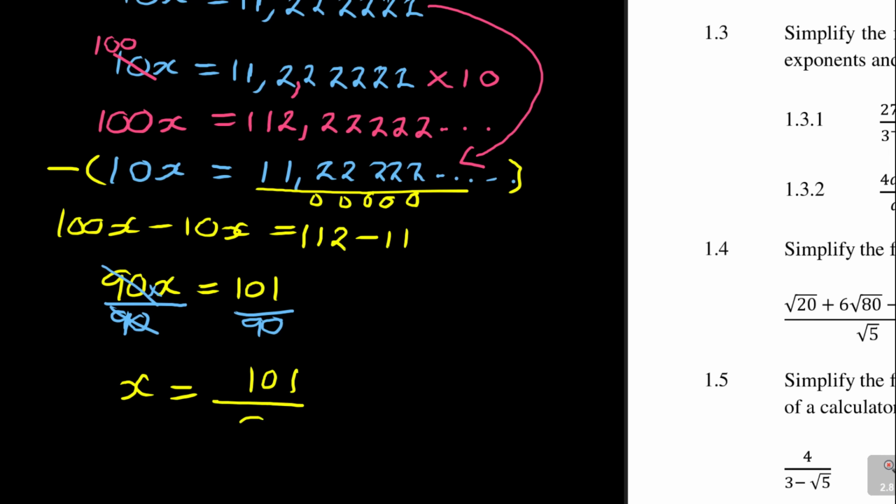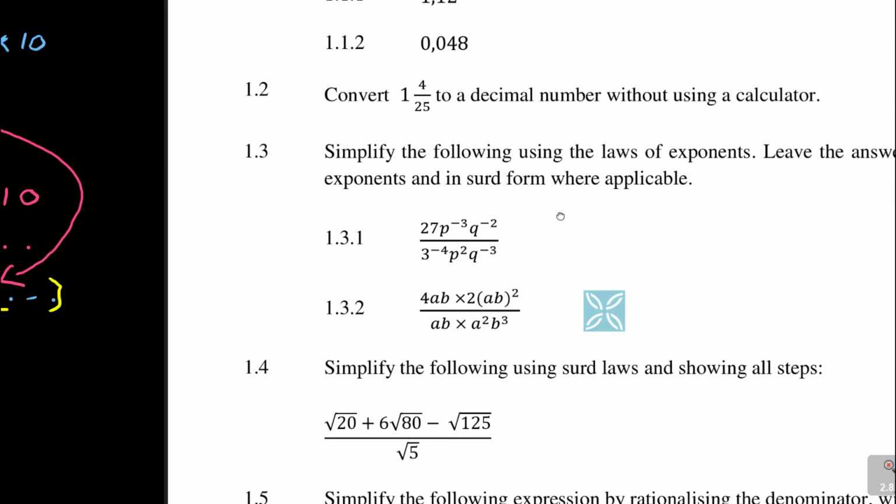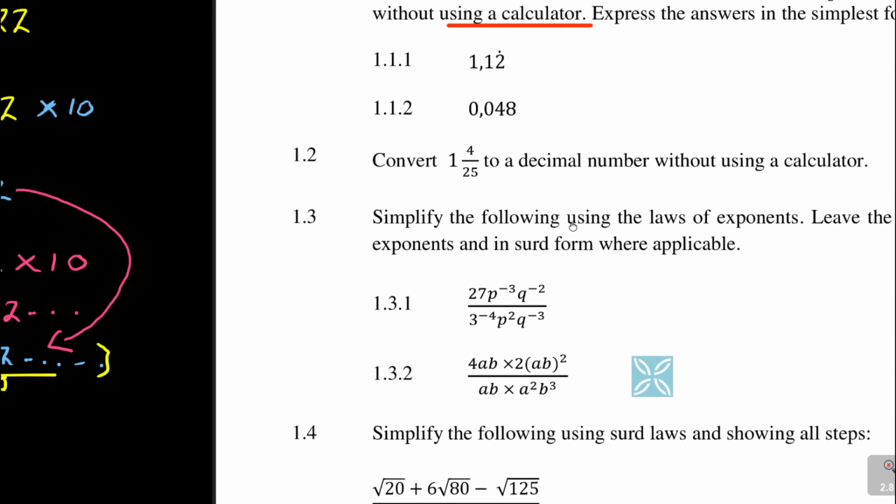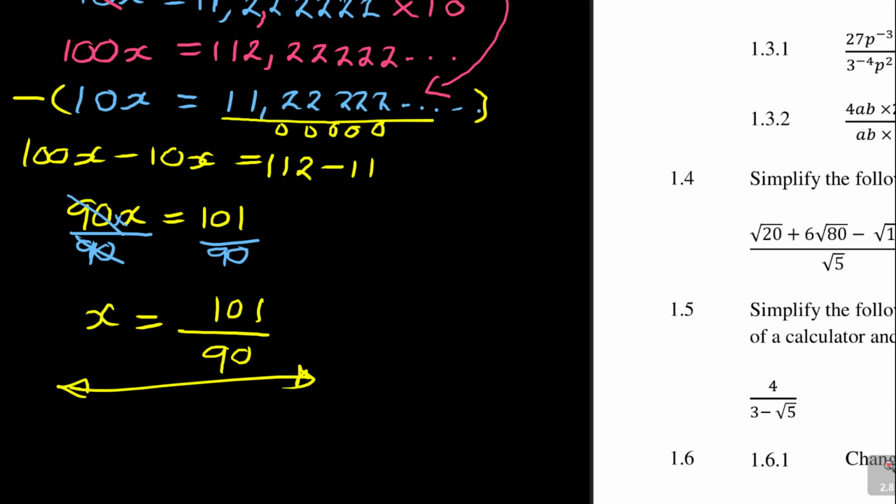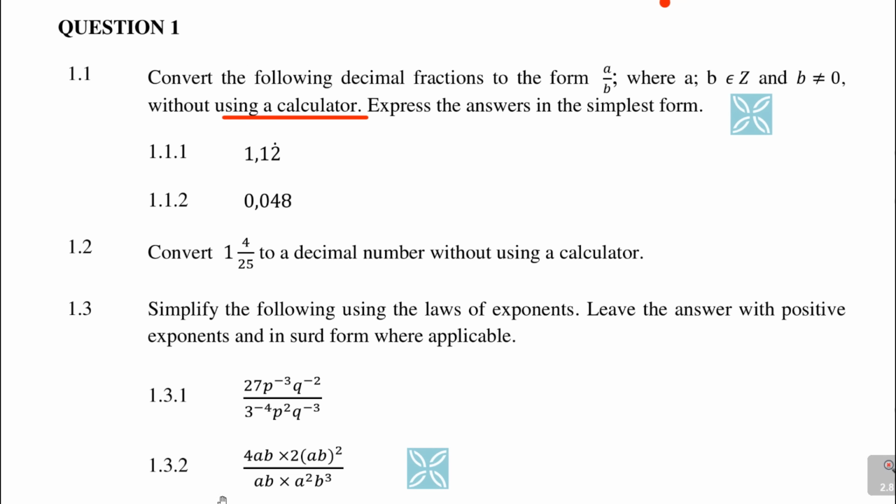101 over 90. And then they told us we need to leave it in the form of what? Of a over b. Remember this, a over b. So this is the a part that they are looking for, the 101. So that's your kind of your a over, and then our b is that, you see. So this is the answer, 101 over 90. Alright, so that was that.